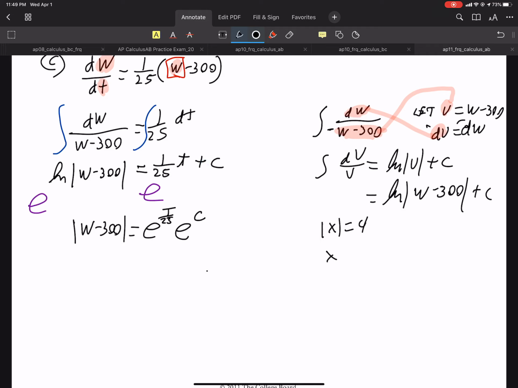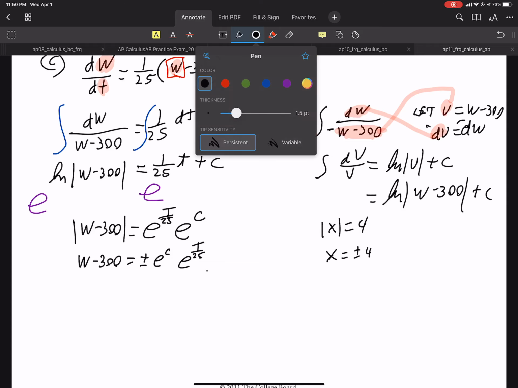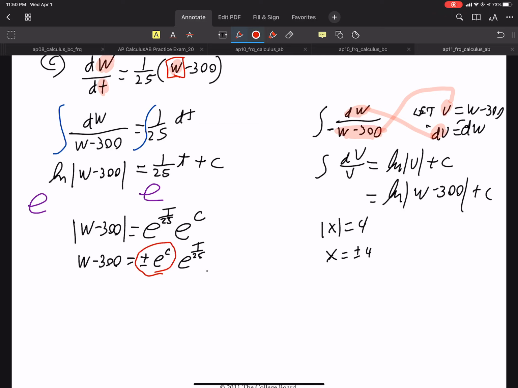Now, to get rid of absolute value, I put plus or minus. So we're going to get rid of the absolute value sign and put a plus or minus. And I'm going to rearrange this. It doesn't matter, but it's prettier. This is just a constant. e to the c, e is a constant, c is a constant, plus or minus a constant. So I'm going to let k equal plus or minus e to the c. So I'm going to now rewrite this like this.